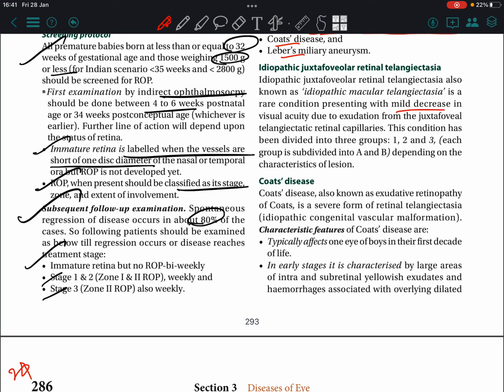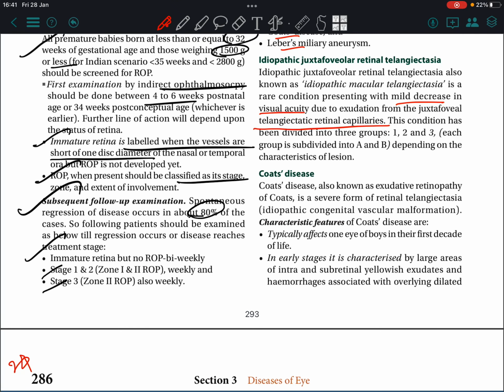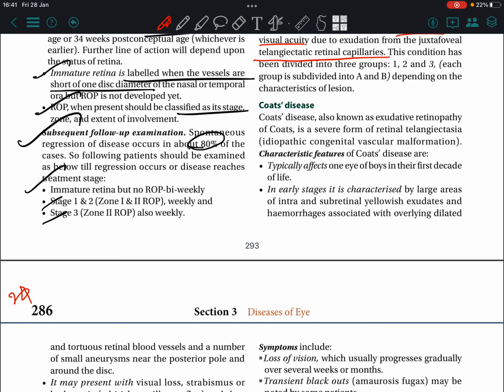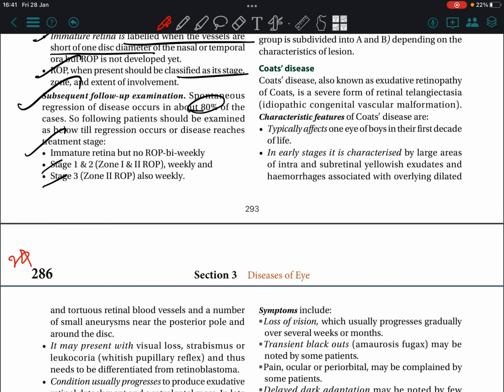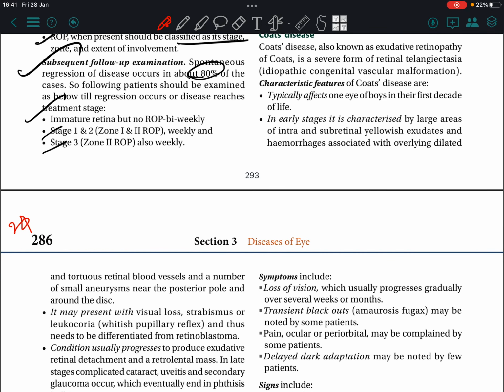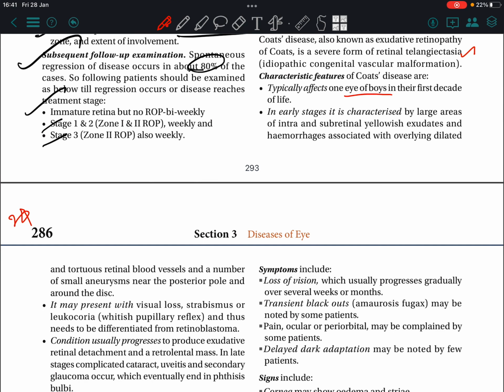It presents with mild decrease in visual acuity due to exudation from juxtafoveal telangiectatic retinal capillaries. This condition has been divided into three groups, 1, 2, 3, depending on the characteristics of the lesion. Coats disease, also known as exudative retinopathy of Coats, is a severe form of retinal telangiectasia. Characteristic features: it typically affects one eye of boys in the first decade.